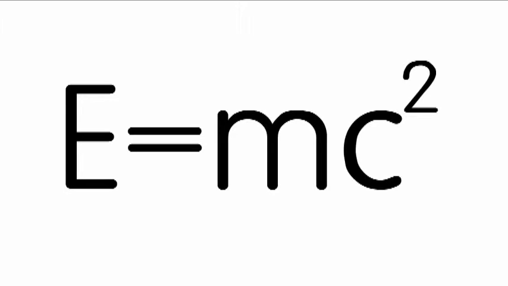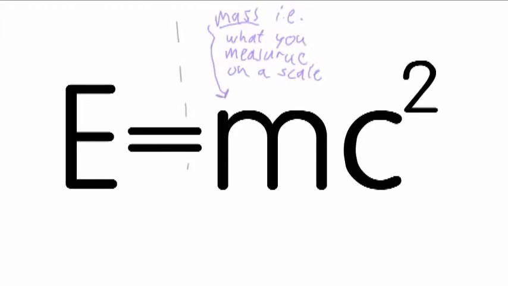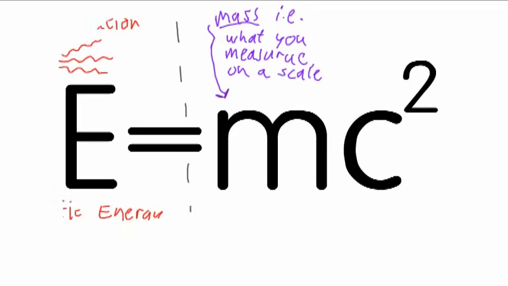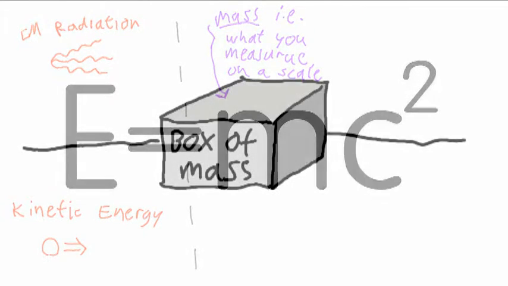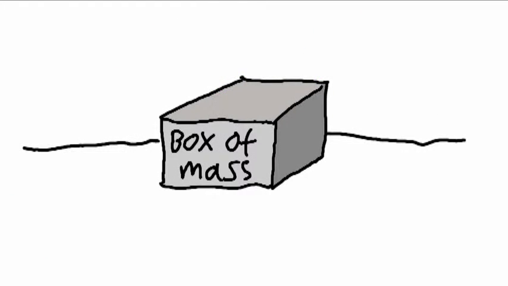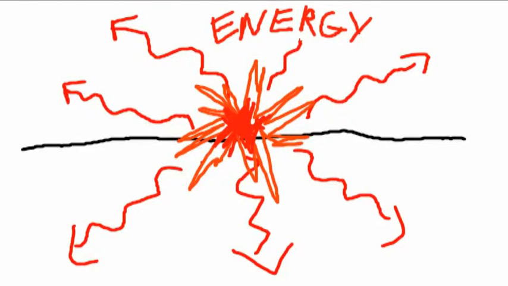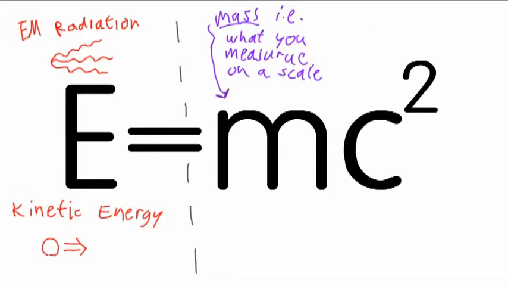Now, what this formula means is that mass, the thing you weigh on a scale, and energy, that is heat, kinetic energy or radiation, are interchangeable. That means if you want to convert a given amount of mass into energy, you find out how much mass it is, and you multiply it by c, which is the speed of light, squared. That means even a small amount of mass can produce a very large amount of energy.